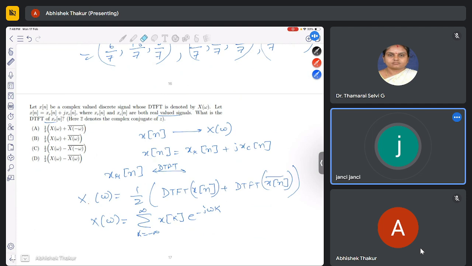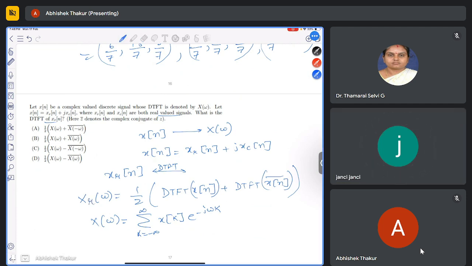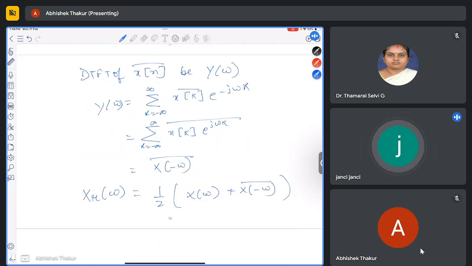Sorry, here it is Xr of omega. So this is half of DTFT of x[n] and DTFT of x[n] bar. So DTFT of x[n] bar is this. So the answer will be this.